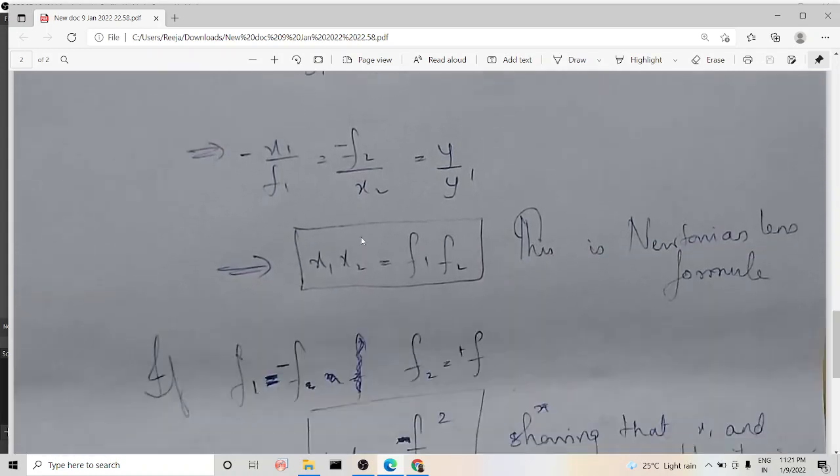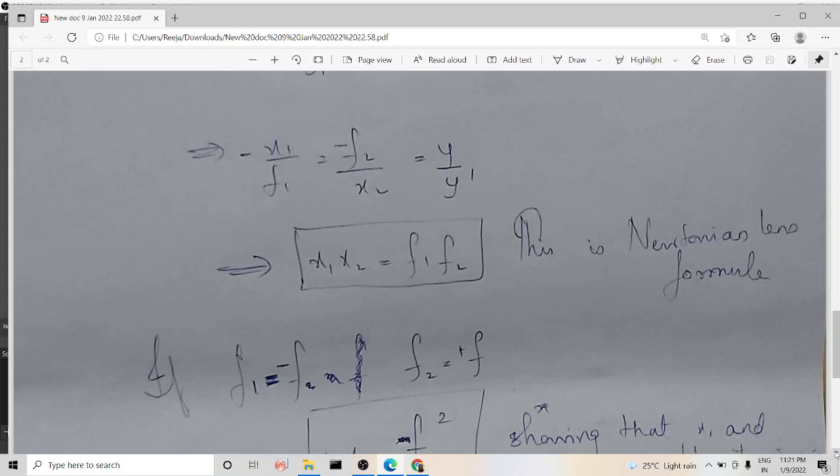Now I neglect this y by y dash. Instead I consider these two terms here, minus x1 by f1 and minus f2 by x2. When I cross multiply, what do I get? x1 x2 is equal to f1 into f2. This is the Newtonian lens formula. x1 x2 is equal to f1 into f2.